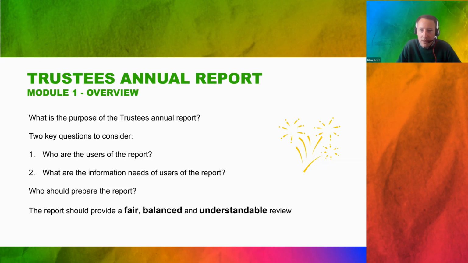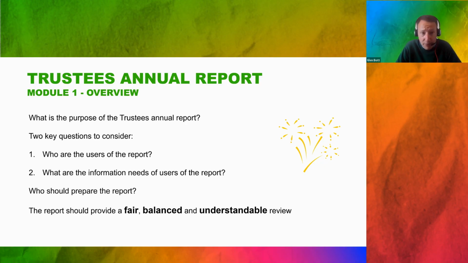There are 2 underlying questions that need to be considered throughout the whole of the Trustees Annual Report, things that should be at the forefront of your minds when this report's being written. That's looking at who are the users of the report, so who's going to be reading this, and then what are the information needs of those users. These users can vary from charity to charity. Could be funders, donors, your beneficiaries, any other stakeholders. But just think about what information would be useful for them when they read that report.